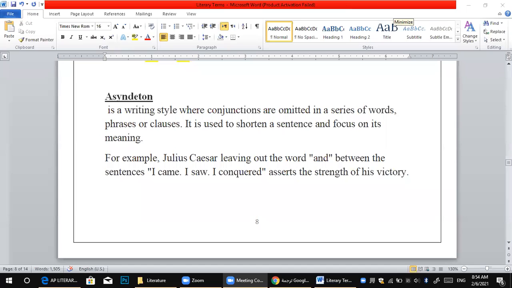So today we're going to talk about literary terms. Today is a really important session because we're going to discuss some important cases in literary terms. Firstly, let me share my screen with you and let's start immediately.